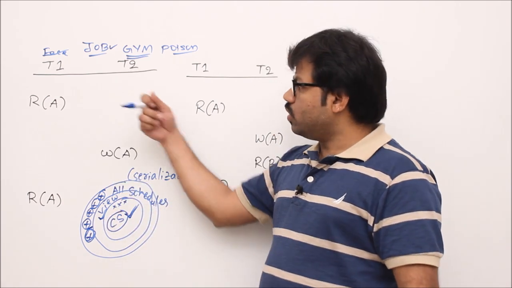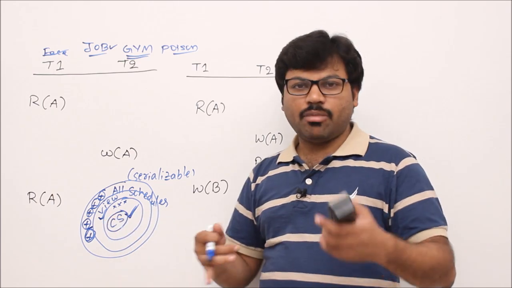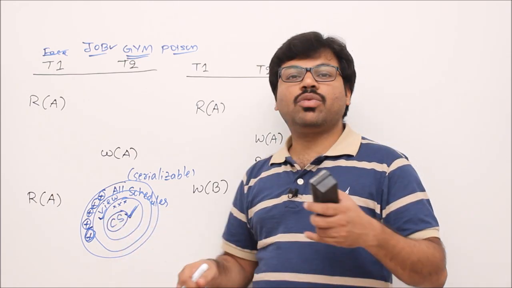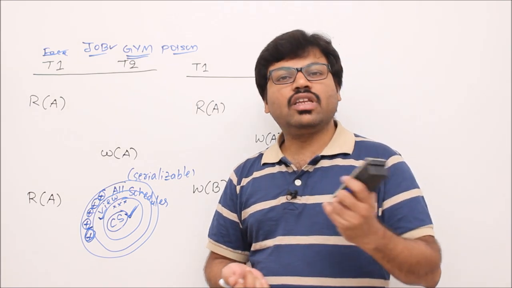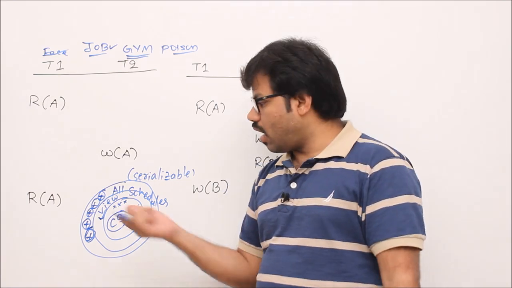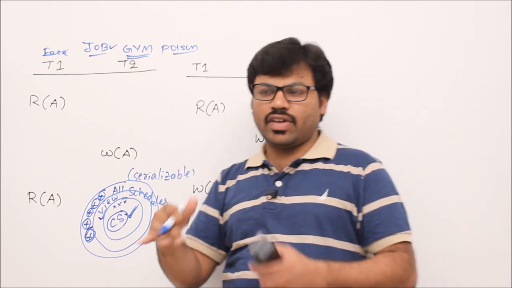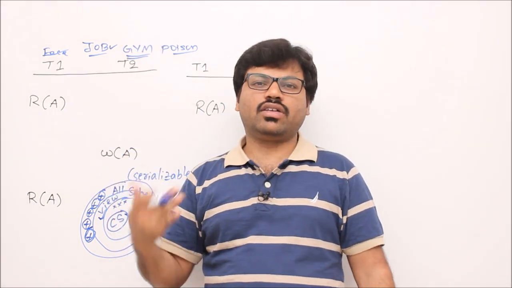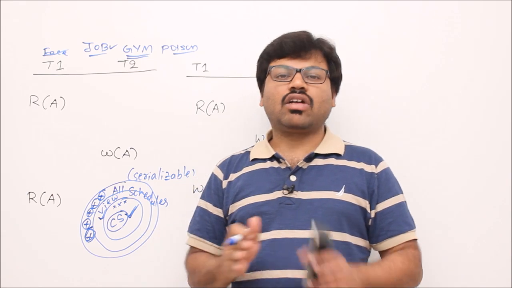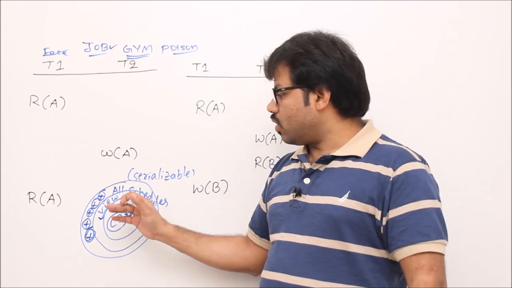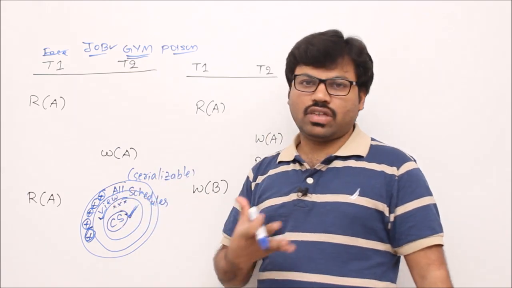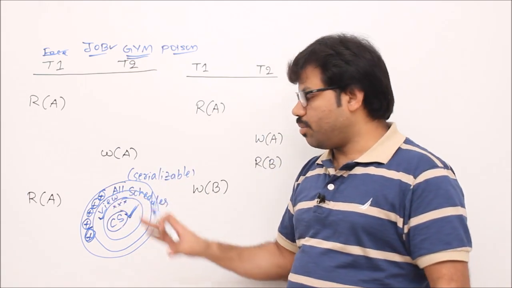The reason is that, in theory and generally also, conflict serializable schedules are easily detectable. That means we can easily detect them within polynomial time. Already I told you, within order of n square time, I can check whether some schedule is conflict serializable or not. It's computationally inexpensive. That's why conflict serializable schedules are popular generally, but of course that doesn't matter for us.